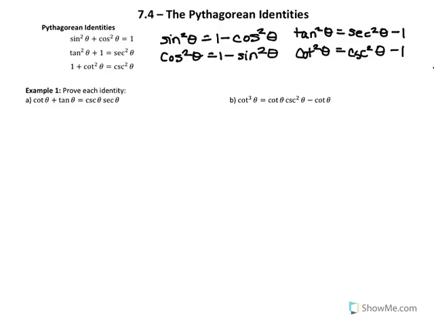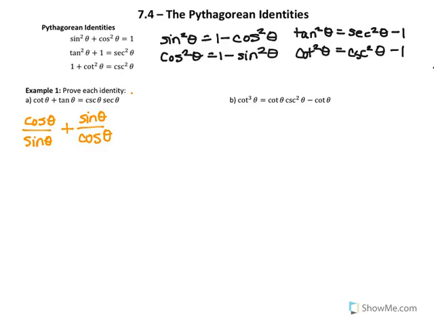I'm going to leave the right side alone, and I'm going to change the left side. I'm going to start by making cotangent theta into cos theta over sine theta. That's still from my reciprocal identities from last lesson. So we have cos theta over sine theta. And then I'm going to change my tangent theta to be sine theta over cos theta.